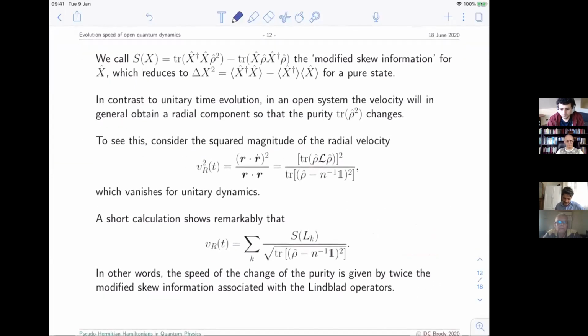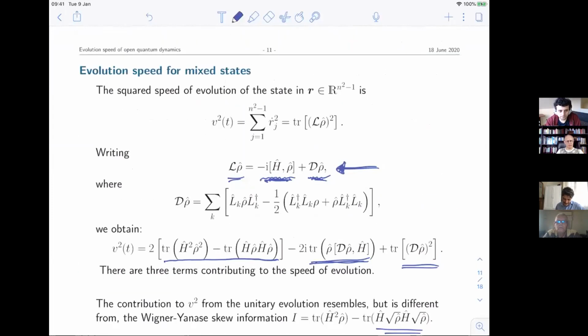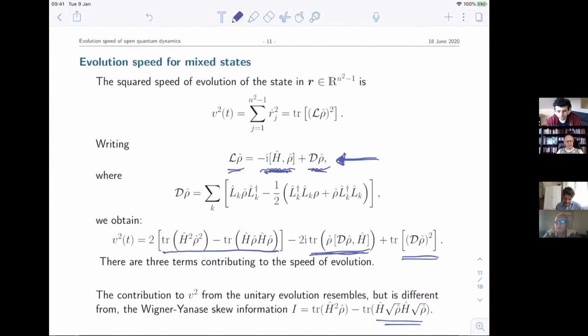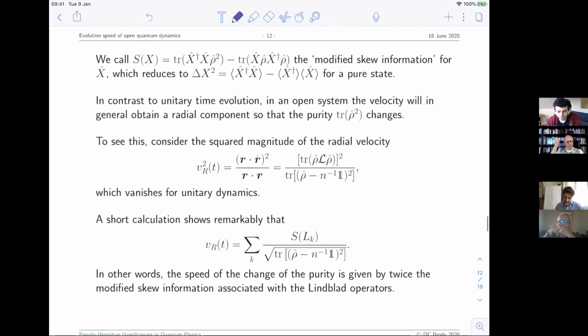Okay, so incidentally, going back and forth, the unitary component of the speed of evolution, we just gave a name. We call that a modified skew information. It is essentially a representation of the Wigner-Janase skew information in Euclidean space as opposed to Hilbert space. And that turns out to play a role here when we start addressing the question about the loss of purity of the state.